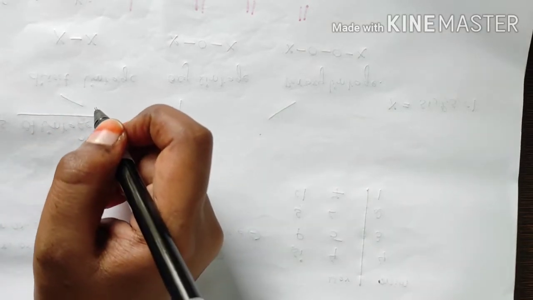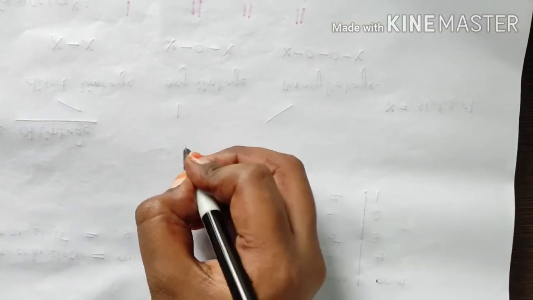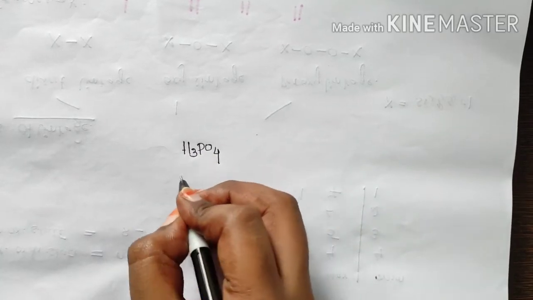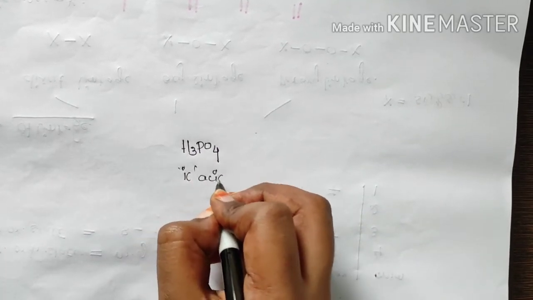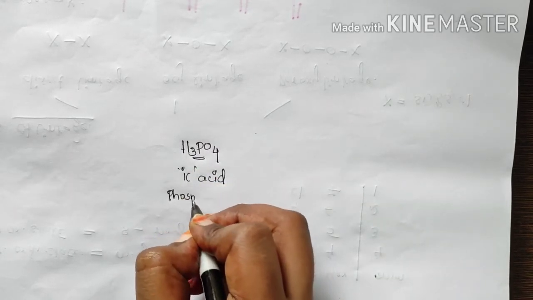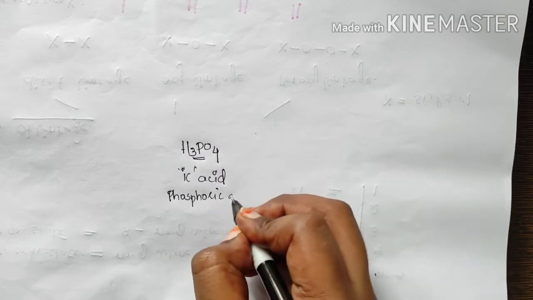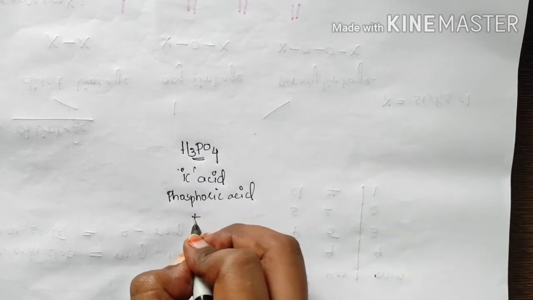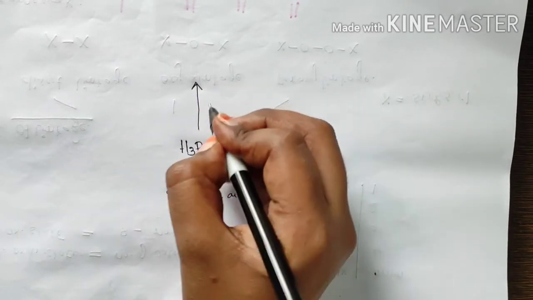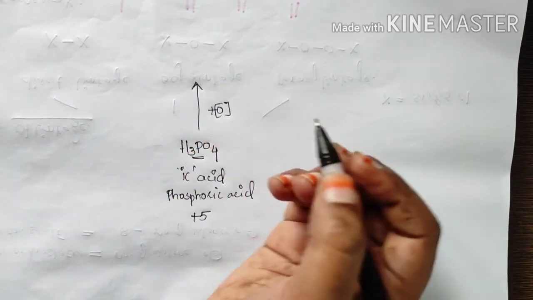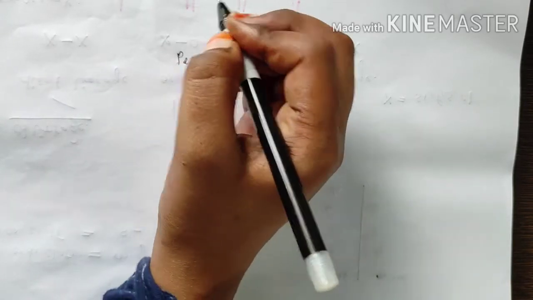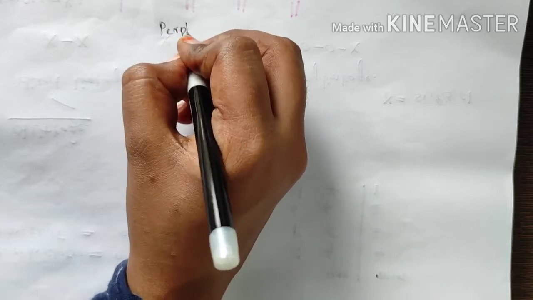Now coming to the oxoacids of phosphorus, see. This is ortho acid. As phosphorus is the central atom, we call this phosphoric acid. And here the oxidation state is +5. And when we add an oxygen atom to this ic acid, we'll get peroxy acid. It's nothing but perphosphoric acid.